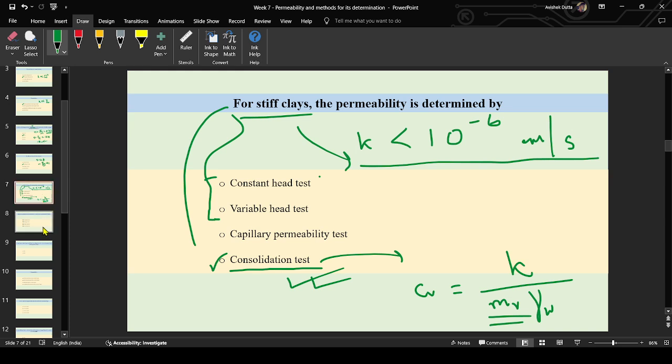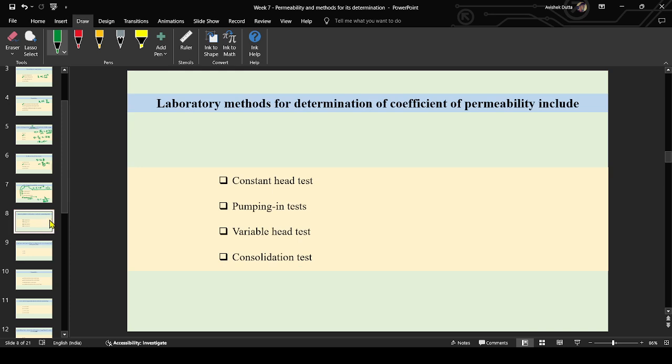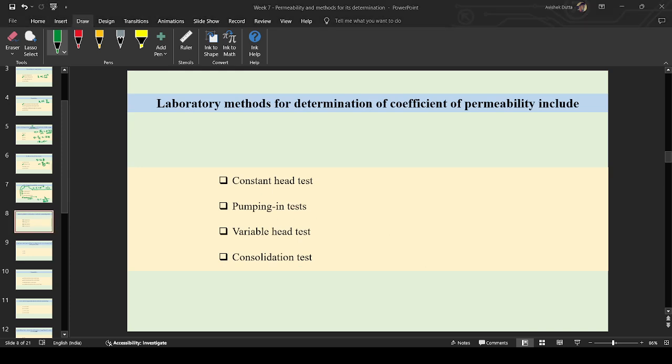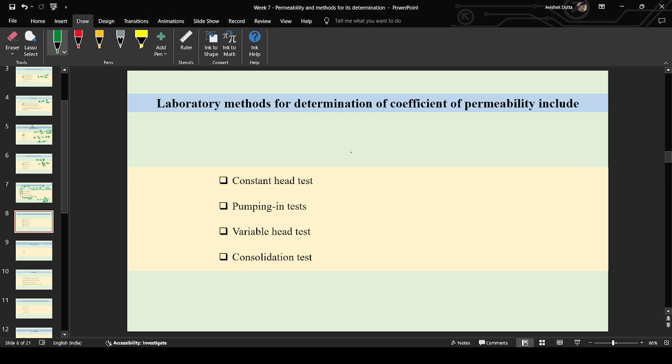Okay. So next question. This is with reference to the previous one only. Laboratory methods for determination of coefficient of permeability include which answer or answers are correct?